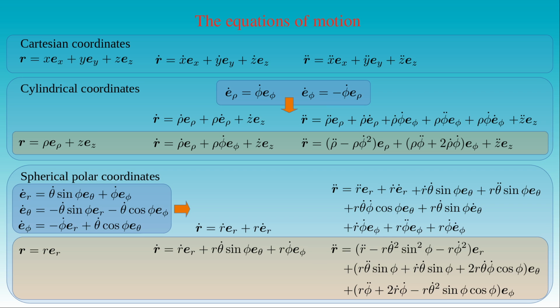Its theta component is given by r times theta double dot times sine phi, plus r dot times theta dot times sine phi, plus 2 times r times theta dot phi dot times cosine phi. Its phi component is equal to r times phi double dot, plus 2 times r dot times phi dot, minus r times theta dot squared times sine phi times cosine phi.